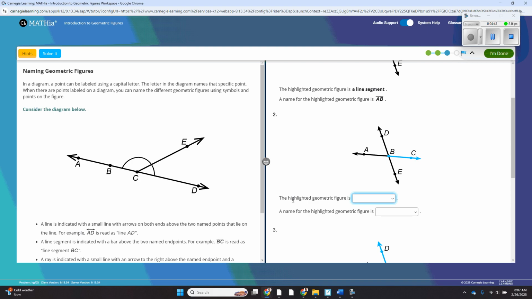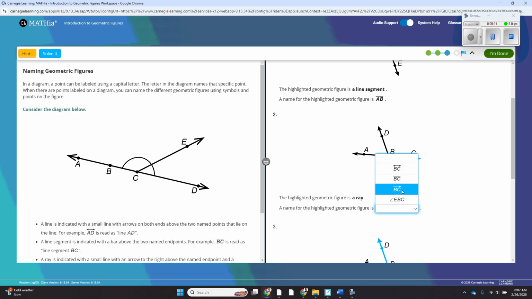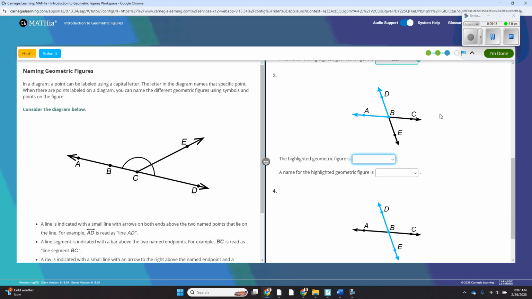Okay, let's see this one. It says the highlighted geometric figure above this one. This is a ray as it starts at a dot and it goes forever in one direction. It says a name for the highlighted geometric figure is, this is going to be ray BC. It has to start at B, and then with the arrow above the C, it's going to go on forever in the C direction. So if I have BC with the arrow above the C, it's going to be this one. Right, we were correct, so drop this down to question 3 now.